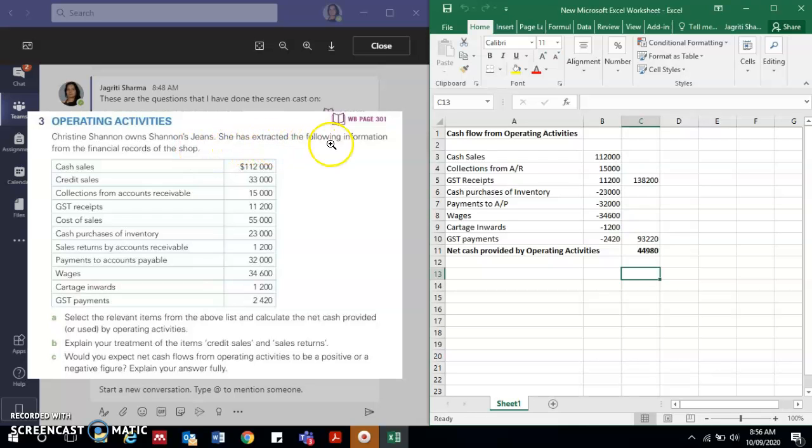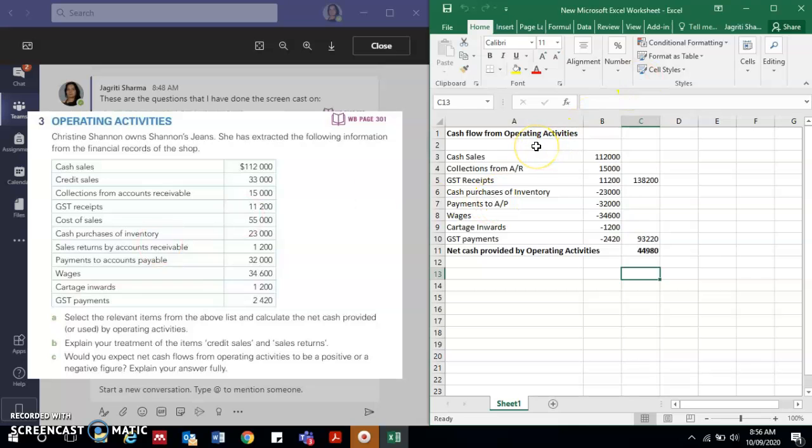Now my third question here is, Christine Shannon owns Shannon's Jeans. She has extracted the following information from the financial records of the shop: cash sales, credit sales, collections from accounts receivable, GST receipts. So these are all the transactions. What you have to do is select the relevant items from the above list and calculate the net cash provided by the operating activities. Okay, so we are just going to do operating activities.